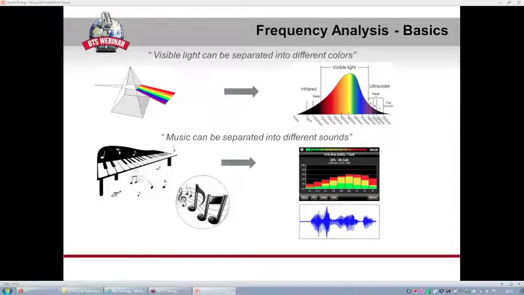As you know, we can divide the visible light, white light, into different colors. And to describe the map of the colors, we can graphically display the contribution of each color to the total amount of light. The same can be done for the voice or for music, for example, that is composed of different sounds.